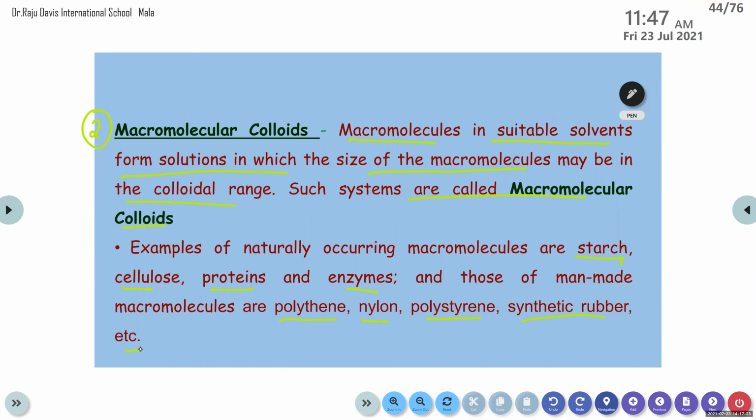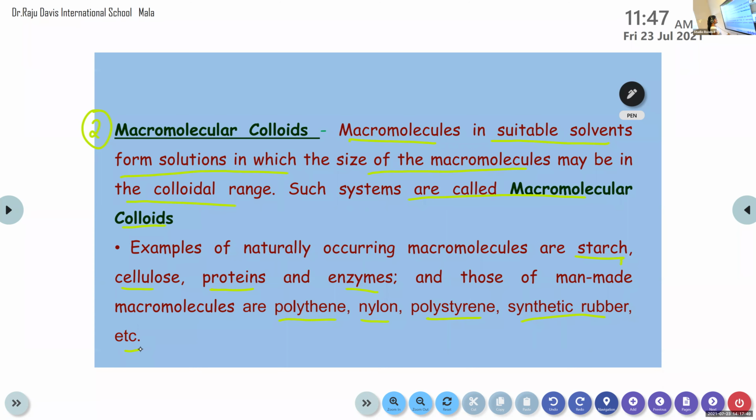Macromolecular colloids. Macromolecules in suitable solvent form solutions in which the size of the macromolecules may be in colloidal range. Such systems are called macromolecular colloids. Examples of naturally occurring macromolecules are starch, cellulose, proteins, and enzymes. And those of man-made macromolecules are polythene, nylon, polystyrene, and synthetic rubber, etc.